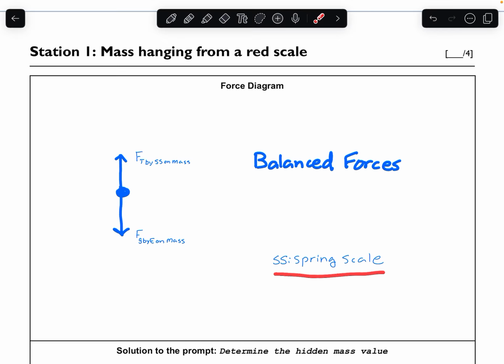I have labeled any abbreviations I've used that aren't super common. I'm going to assume we all know E is for Earth at this point, for example. My force diagram is done. Note that all force diagrams must include not only the diagram part, but a statement of whether the forces are balanced or not. That is a required part of the force diagram.